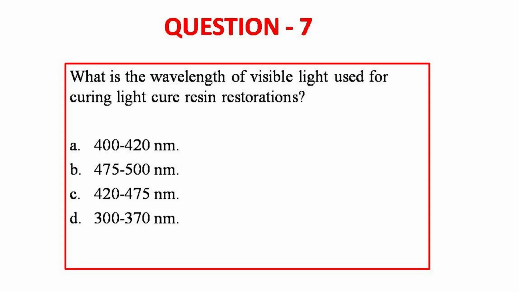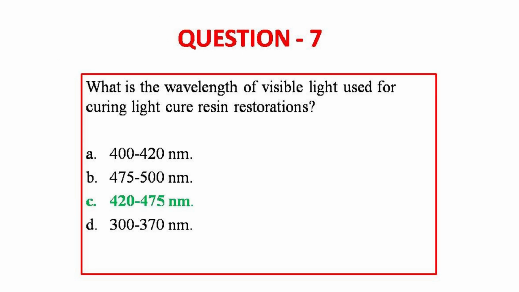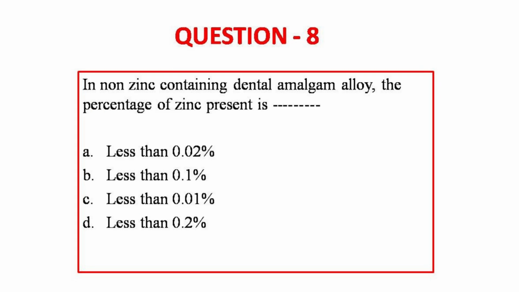Question number 7 is also similar, but here they've asked what is the wavelength of visible light used for curing light cure resin restoration. As a whole, they've asked for light cure resin restoration. So here the answer will be 420 to 475 nanometer. In question 6, it was the camphoroquinone's activity. Here it is the whole light cure restoration's activity.